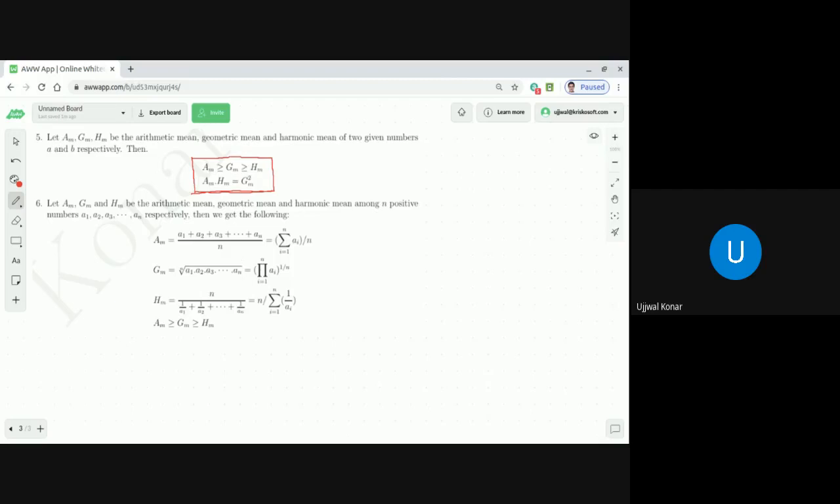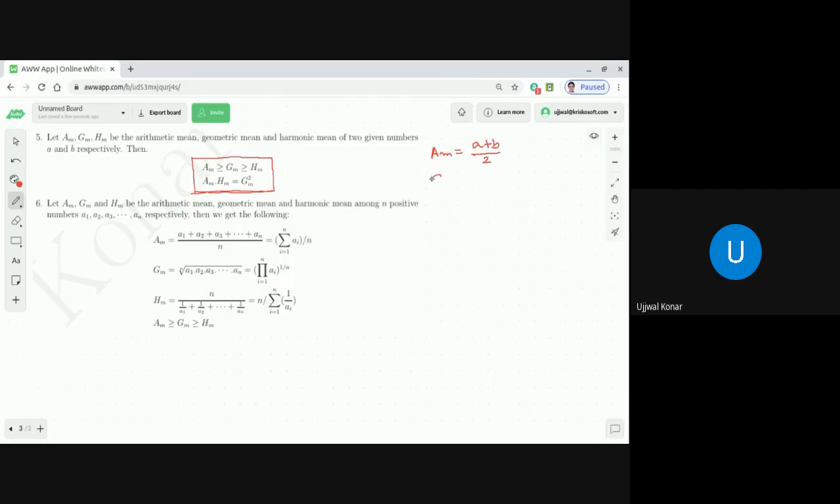Now geometric mean should be what? It should be the nth root of the product of a1, a2 up to an. Remember, dear students, when you take 2 numbers, what was the arithmetic mean? It is A plus B by 2. Now, when you are extending it to n numbers, we are just adding all those numbers and dividing by the total number of numbers, I mean n.